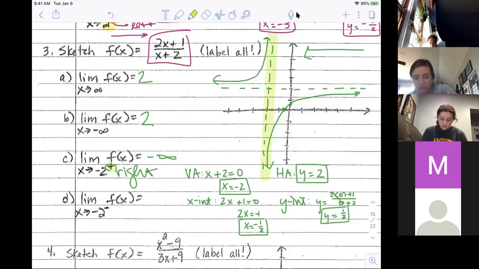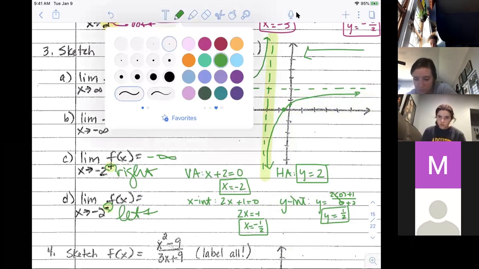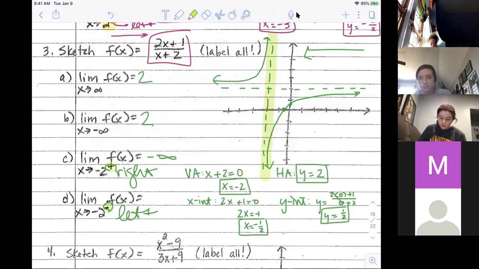And now same idea, but now we're going from the left. And so I'm coming from all the way over here and I'm approaching my -2. It looks like I'm going up forever. So that is positive infinity.